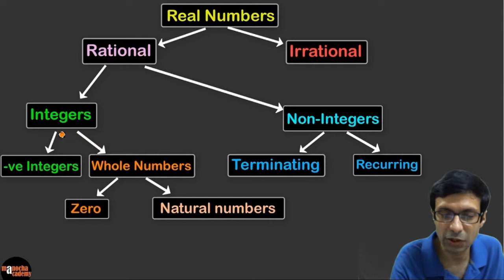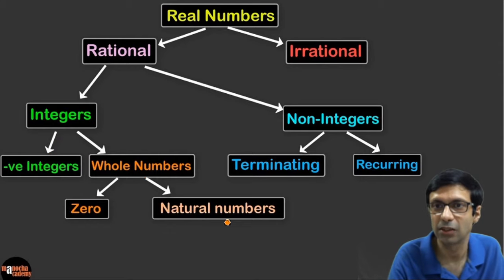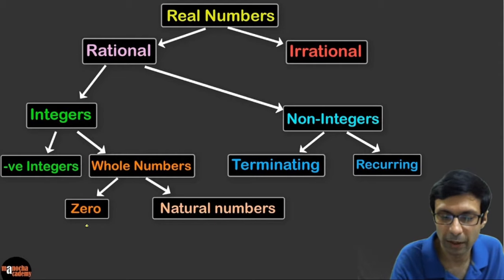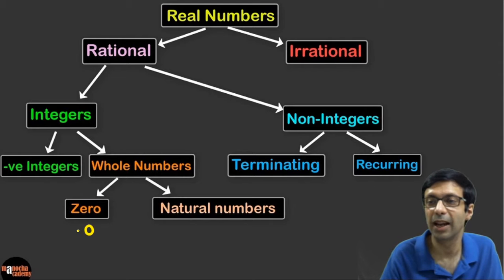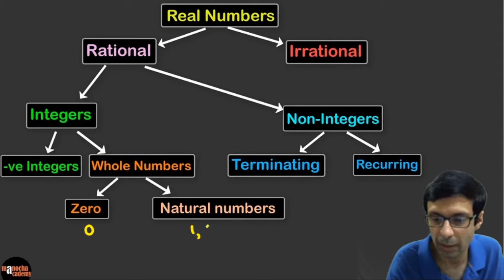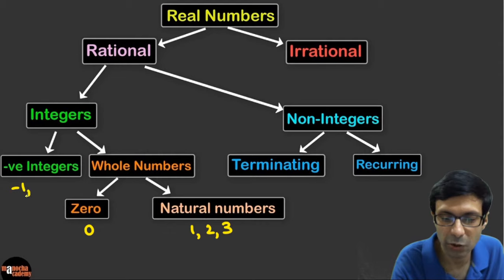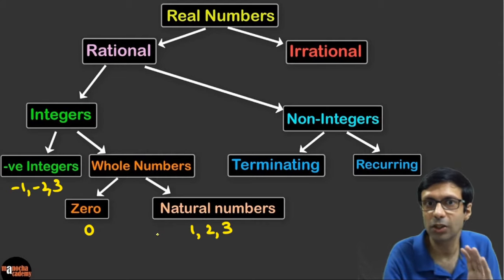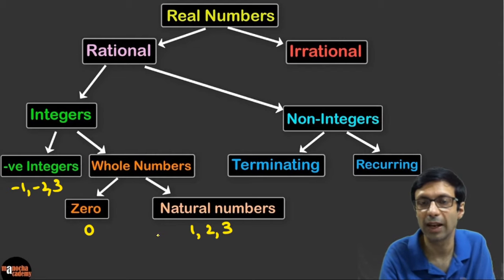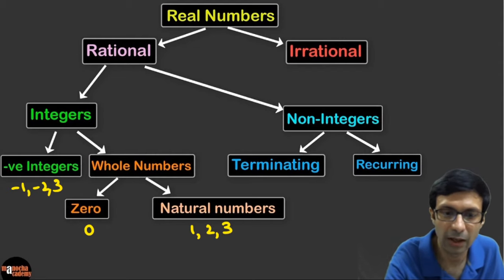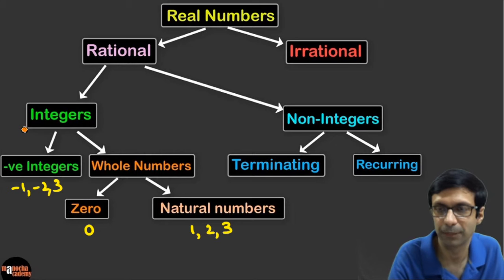And under integers, you can have negative integers or whole numbers, which can be divided as zero or into natural numbers. So let's take some examples. For example, here, zero is here. And if you have numbers like 1, 2, 3, the natural numbers will fall in this category. And together they're known as whole numbers. Okay. And then you have negative integers like -1, -2, -3. So this entire set, not just the negative integers, the entire set of negative integers and the whole numbers is together known as integers, right?